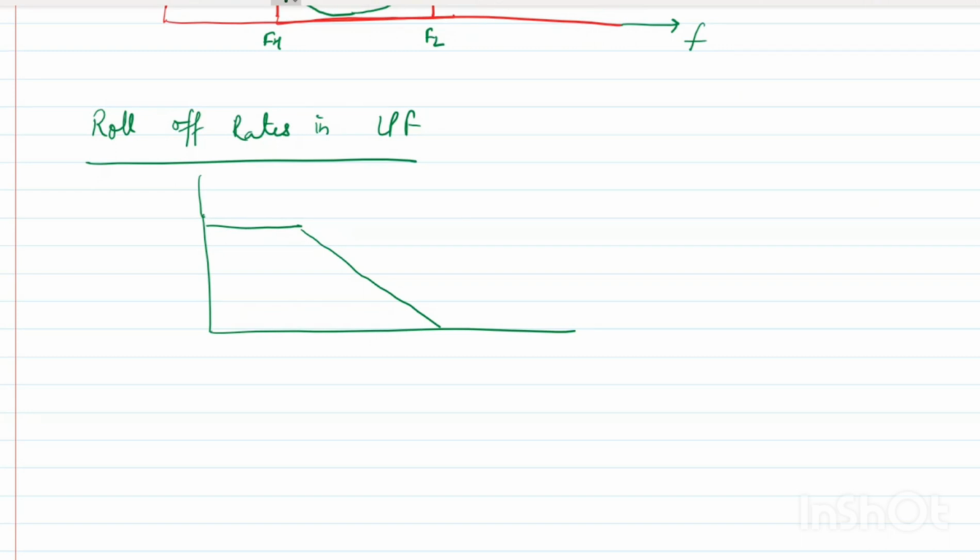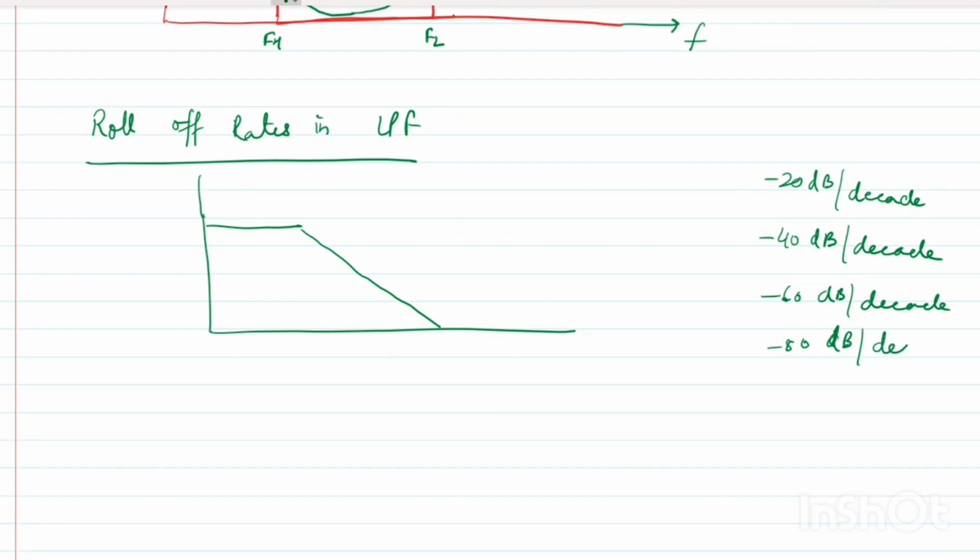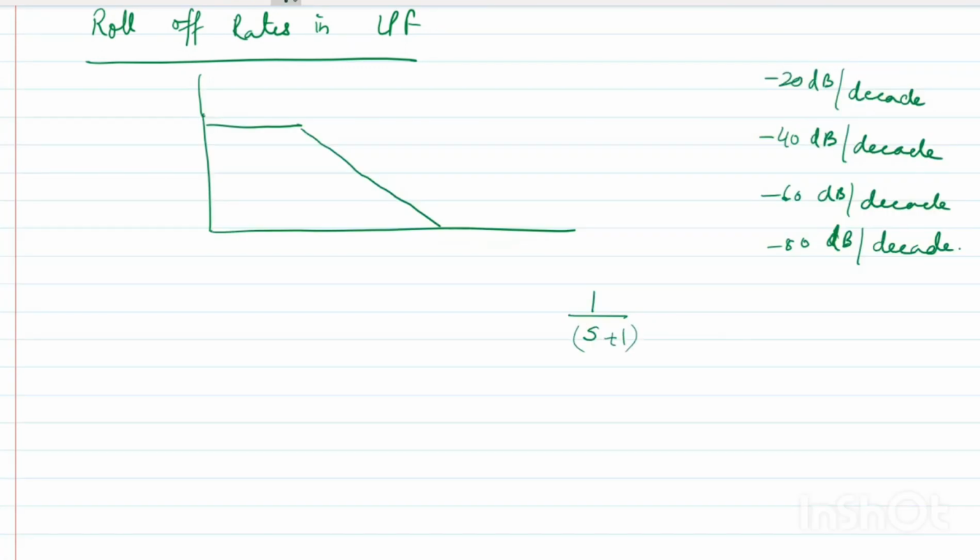So when I'm saying we have a decade roll off, we can say a slope. We can have a minus 40 dB per decade slope, and we can have a minus 60 dB per decade slope. Like this we can go by 20, minus 80 dB per decade slope, like this. Because you know that in a filter, when we take terms, it will come something like this: 1 by s, or 1 by s plus 1, or 1 upon s plus 1 square.